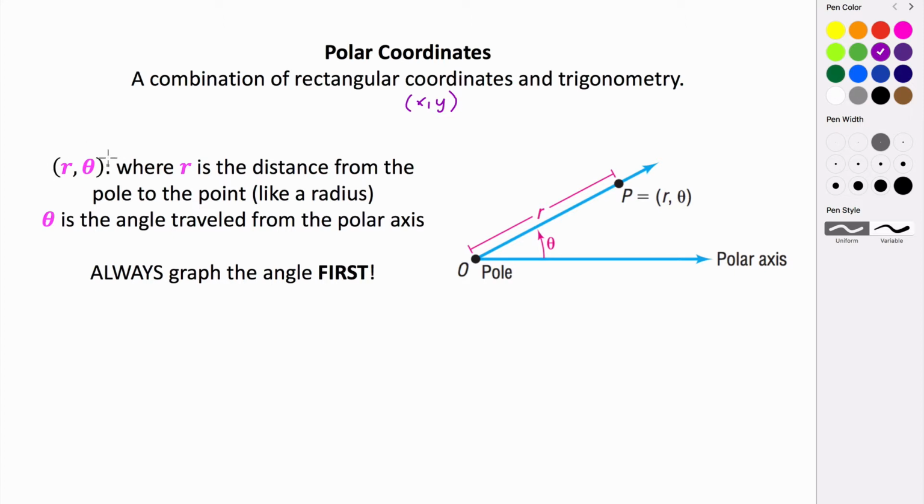Now, when trying to graph a point in polar coordinates, we always want to graph the angle first. So you draw your angle measure, and then you go out the value of r. If your measure of theta is negative, you still go in the clockwise direction. Positive still goes in the counterclockwise direction. And then along the pole, or along the terminal side, is going to be the positive values. And then in the opposite direction is a negative value.